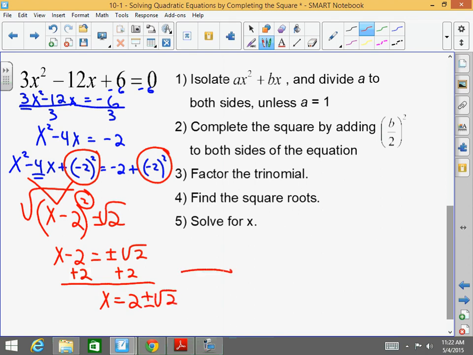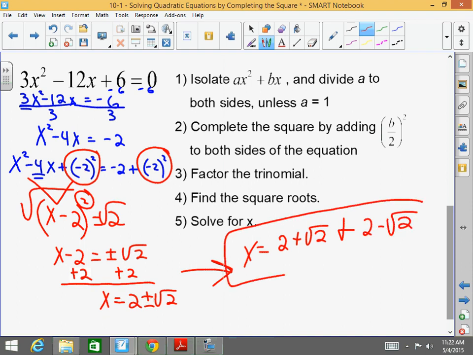What on earth does that mean, Mr. Morrill? What that means is x equals 2 plus the square root of 2 and 2 minus the square root of 2. We don't use calculators, so you leave it just like that. If you can simplify the radical, you do so. But in this case, you cannot, so you're set.